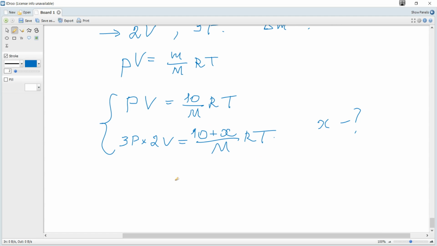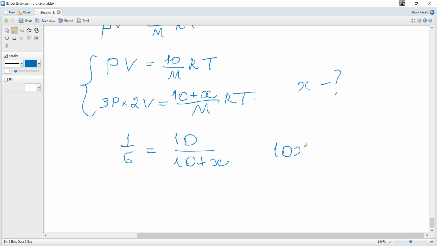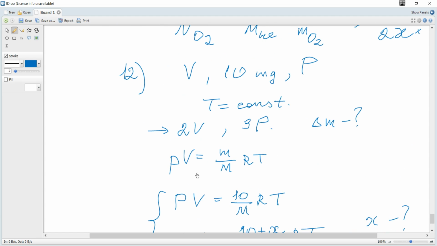To make them disappear, we should divide both sides. And we get 1 over 6 equals 10 over 10 plus X. 10 plus X is 60, so we can see that X is 50. 50 is C. Yes, it's correct.